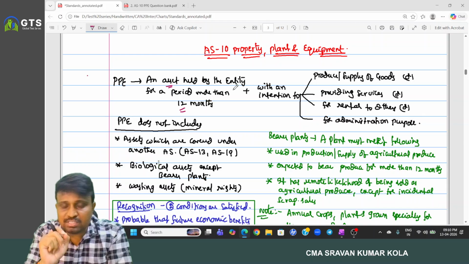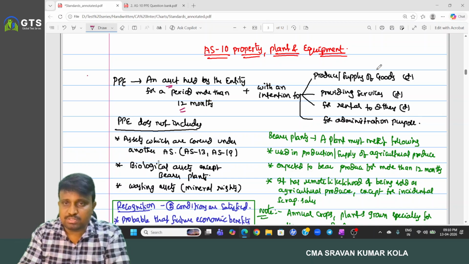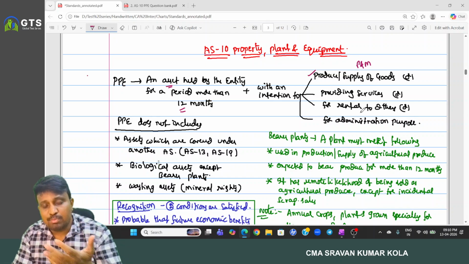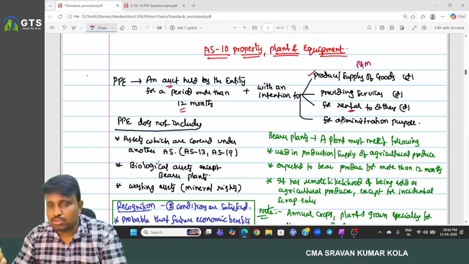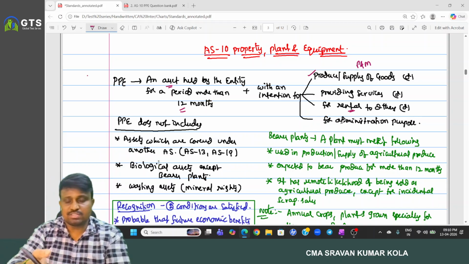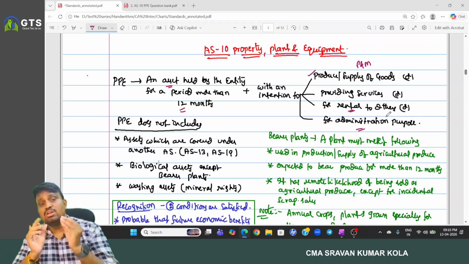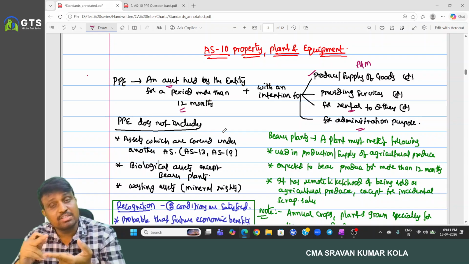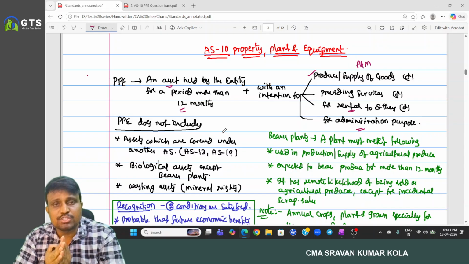Remember, if any asset is held by the entity with an intention to sell it, it is covered under inventory. If it is held with an intention to use it, for what purpose? For production or supply of goods, like plant and machinery, and for providing services, for example for providing educational services, I am using my laptop, camera and phones. These are all covered under PPE. And for rental to others, for example, an auto company purchases autos and provides them on a rental basis; there the autos are treated as PPE. And for administration purposes, such as furniture. So an asset held by the entity for a period of more than 12 months with an intention to use it for production or supply of goods, for providing services, for rental to others, or for administration purposes is covered under the definition of PPE.